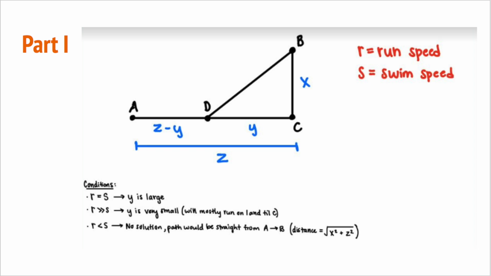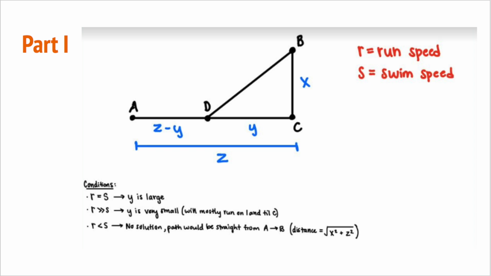A couple of conditions. If R equals S, as in her running speed equals her swim speed, we can assume that her length that she runs on land is very, very short, making Y very, very large, and she would swim most of the way, almost directly from A to B. If her running speed is a lot larger than her swimming speed, then we can assume Y to be very small, and she will run mostly on land from A to C.